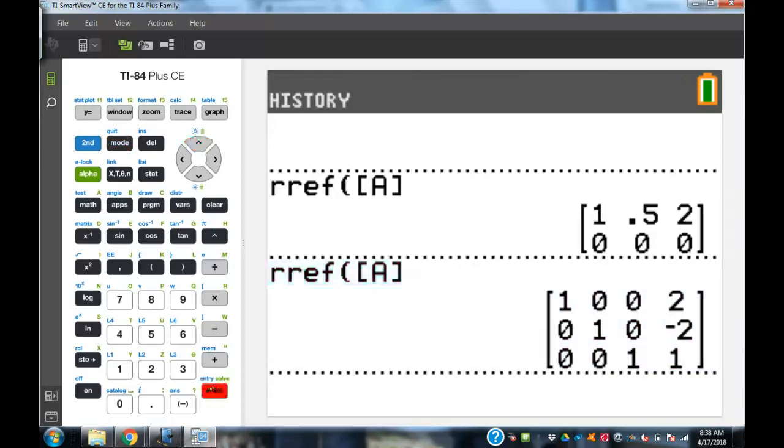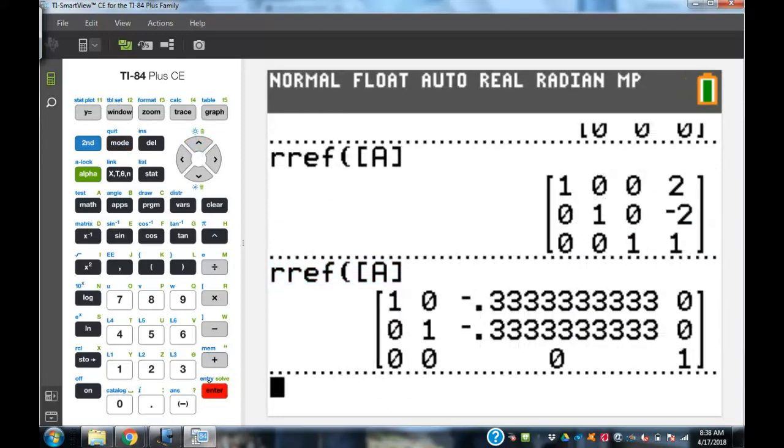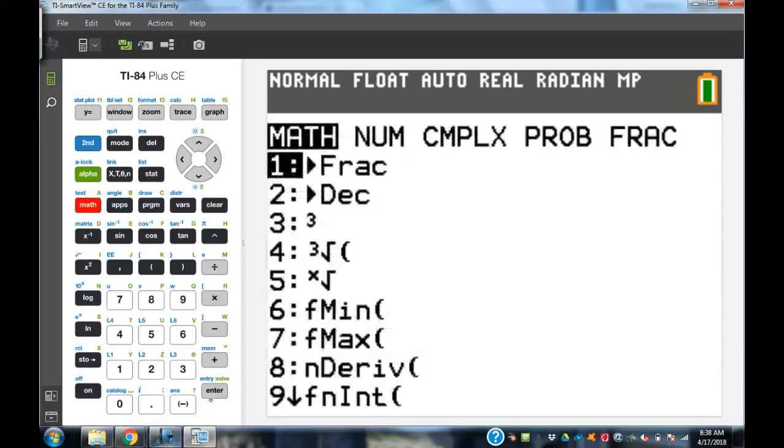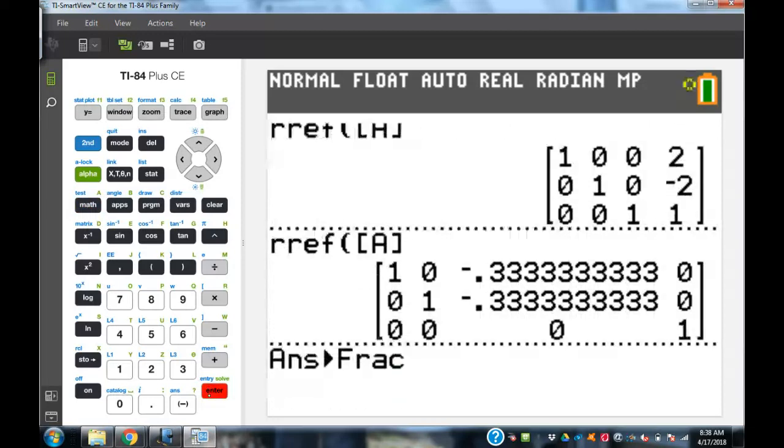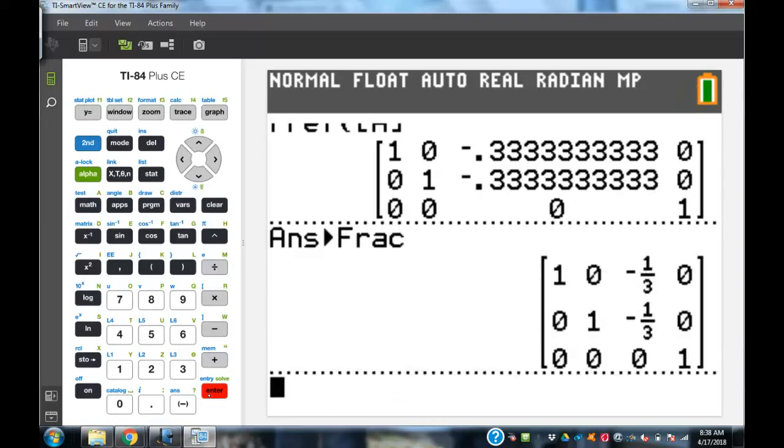RREF. Notice I got decimals in there. If I wanted to change those to fractions, I hit math, enter. Makes it look a little better, not as long. Sometimes when there's more than one decimal, you won't be able to see the other column out of that. So a lot of times just change it to fractions and it'll shorten it up for you. But what do we know about this one?